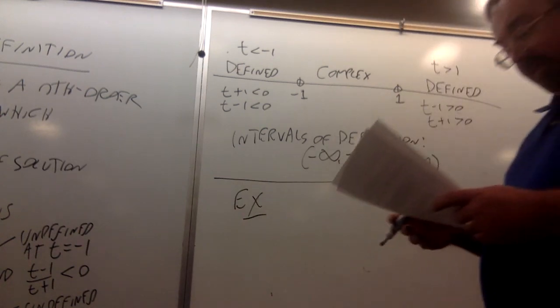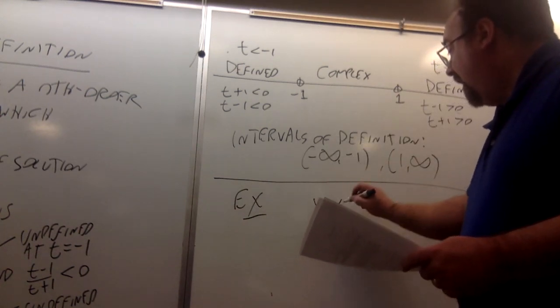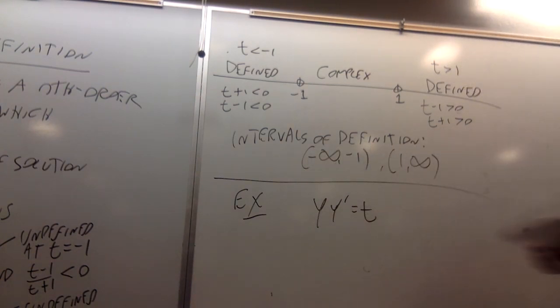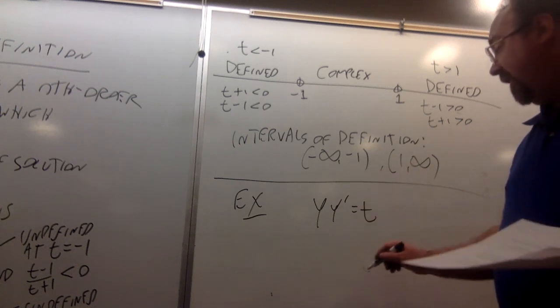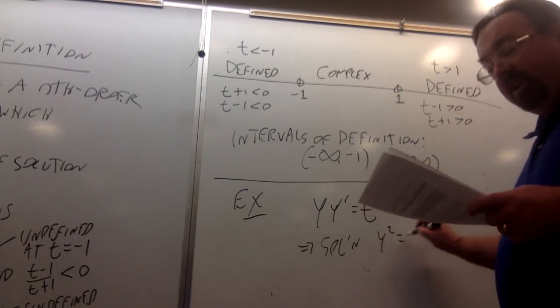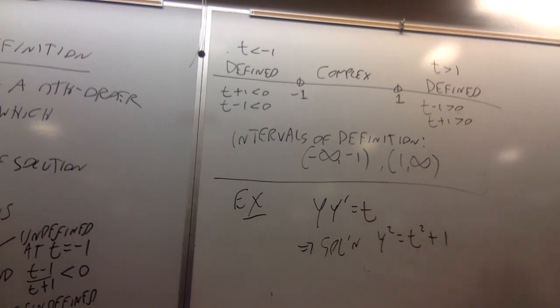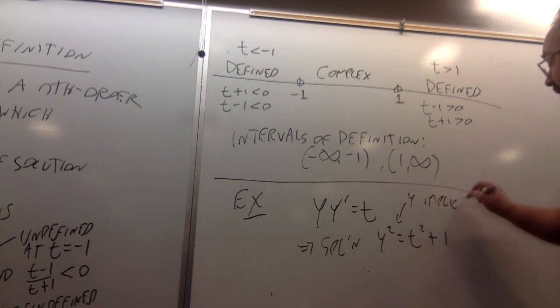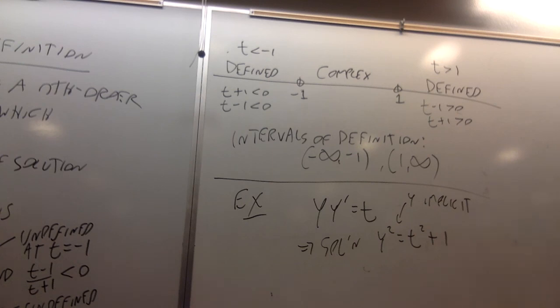I have y times y prime is equal to t. We will learn how to solve this in the next chapter, but I can write down a solution. y squared is equal to t squared plus 1. So notice I don't have y of t equals something. It's an equation, so y is implicitly defined by this equation, because if I try to solve for y, I have to take into account the positive and negative square root.